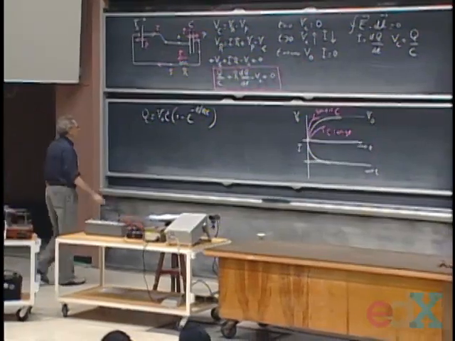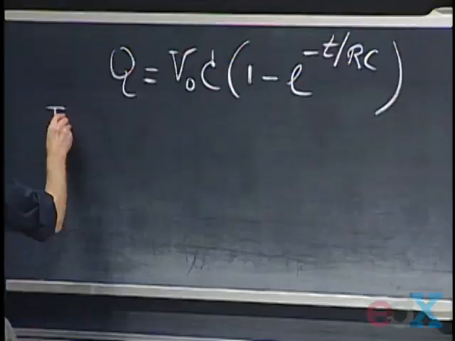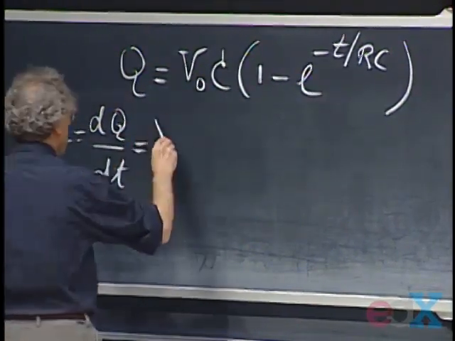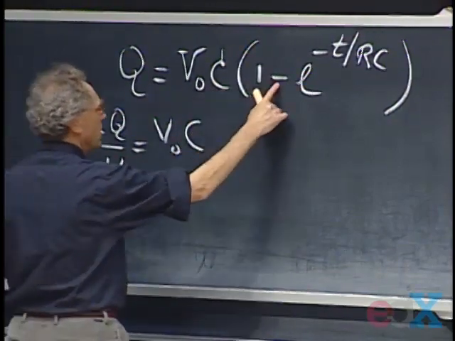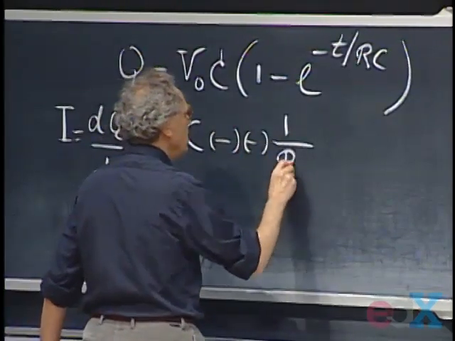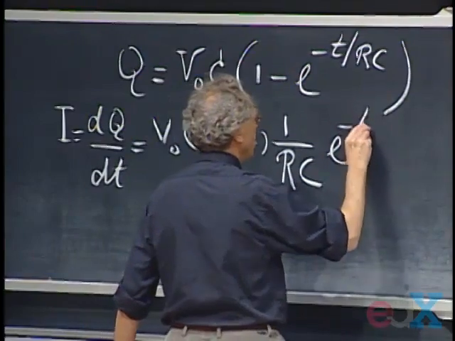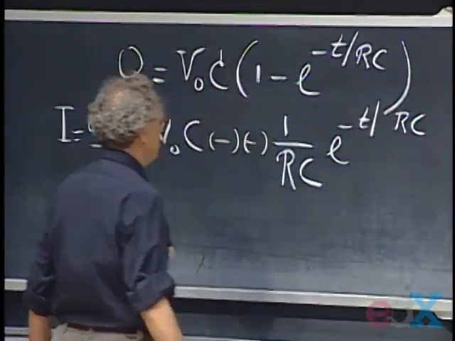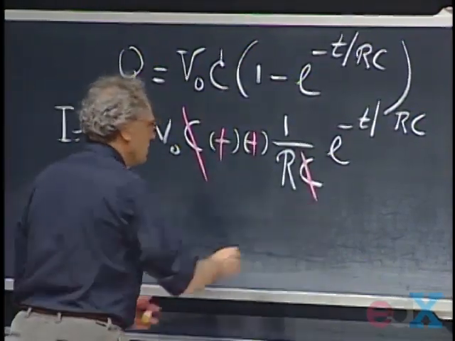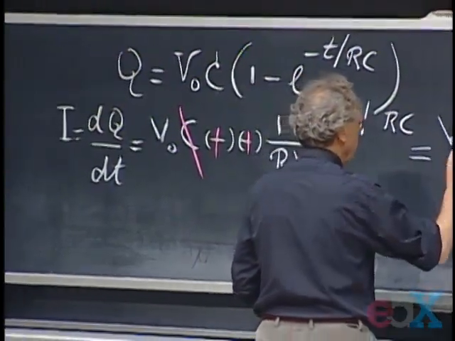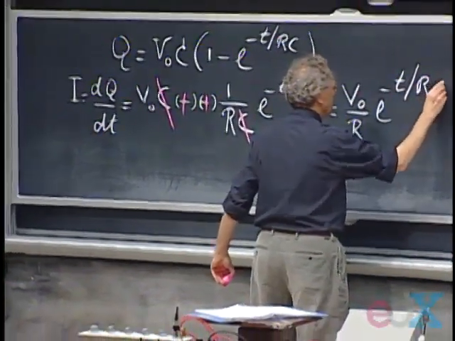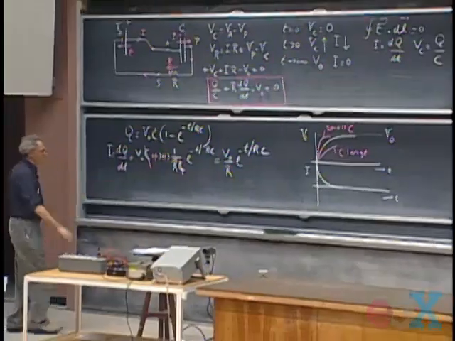If I take the derivative of this Q, then I have I, because I is dq dt. So I, which is dq dt, then becomes V0 times C. I get a minus sign, I get another minus sign, then I get 1 over RC, and then I get E to the minus t divided by RC. So the two minus signs eat each other up, and I lose one C here, and so I get that the current as a function of time is V0 divided by R times E to the minus t divided by RC. So that's the curve at the bottom.